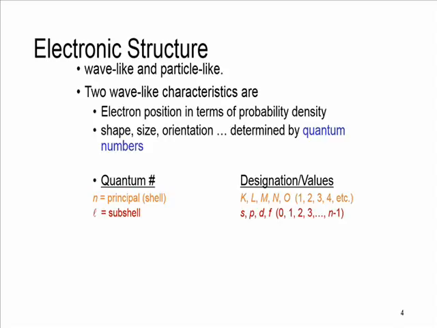Quantum numbers determine the shape, size, and orientation of probability density. Energy levels are separated into subshells. Subshells consist of orbitals. Shell numbers are usually denoted by the letters K, L, M, N, O, or numbers 1 to 4, and subshells are shown by letters S, P, D, and F. A question: what is the difference between a subshell and an orbital?